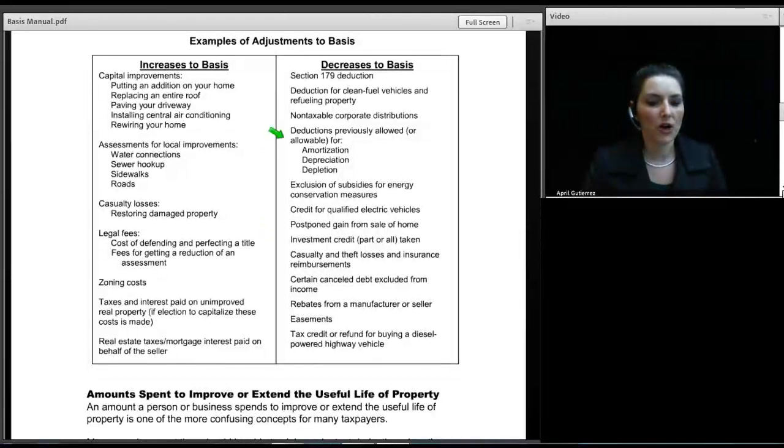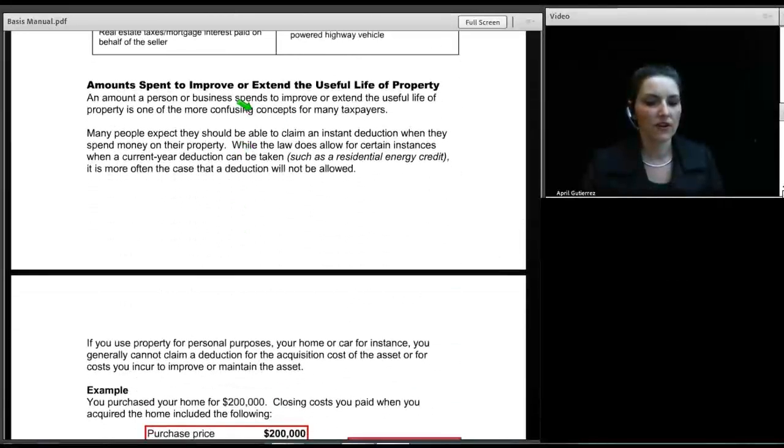Deductions previously allowed or allowable for amortization, depreciation, and depletion. Exclusion for subsidies for energy conservation measures, and credit for qualified electric vehicles, postponed gain from the sale of a home, investment credit, part or all that was taken, casualty and theft losses and insurance reimbursements, certain canceled debt excluded from income, rebates from a manufacturer or seller, easements, and tax credit or refund for buying a diesel-powered highway vehicle. Those are all things that can add or decrease your basis.